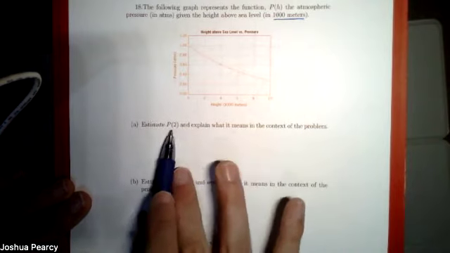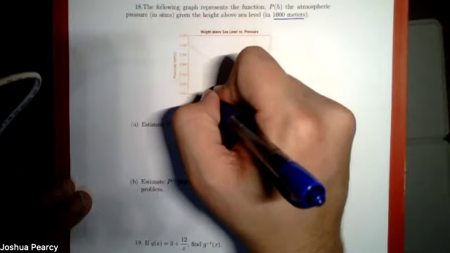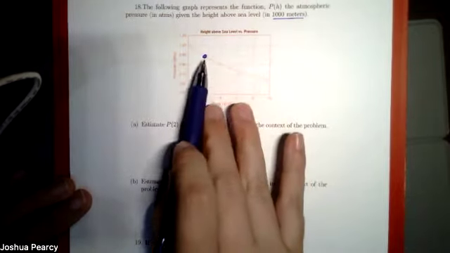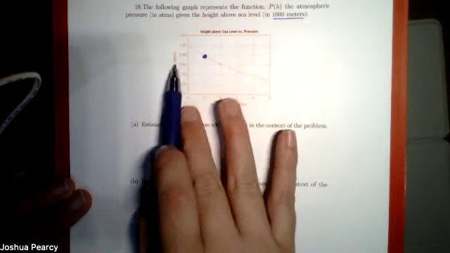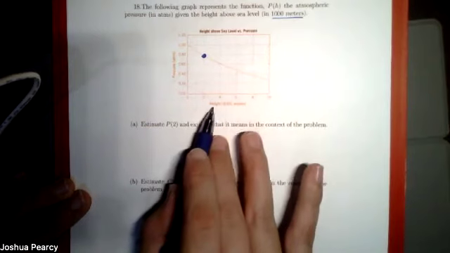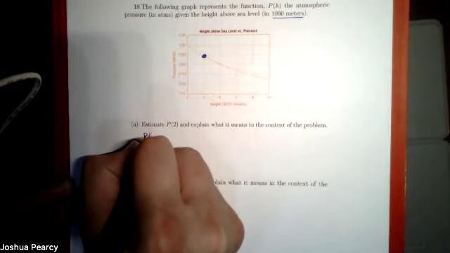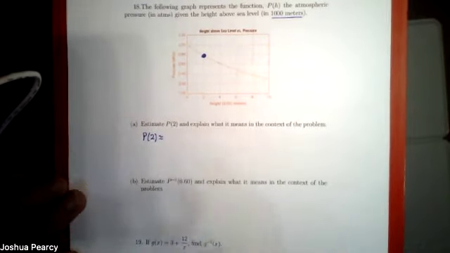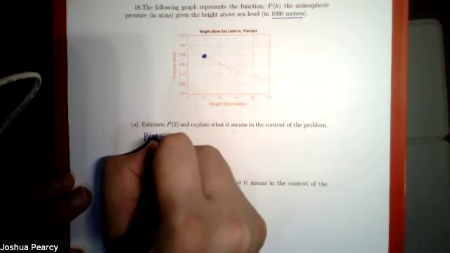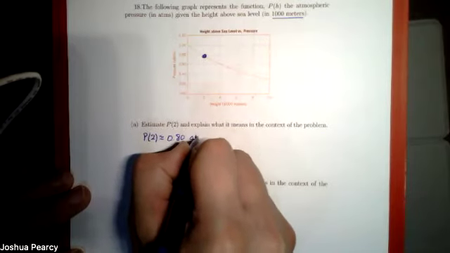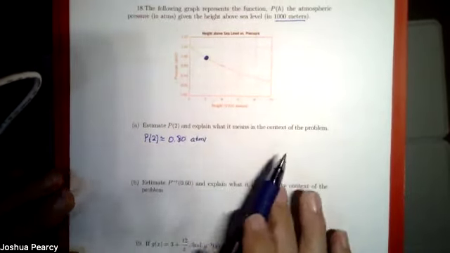So here, P of 2. So this is an input of 2. What is the output that corresponds to it? So we're going to say this is roughly equal to 0.8 on this axis over here, and this axis is atmospheres. And this height is in thousands of meters. So our estimate of P of 2 is approximately, based on this graph, 0.8 atmospheres, ATMs. It says, what does this mean in the context of the problem?